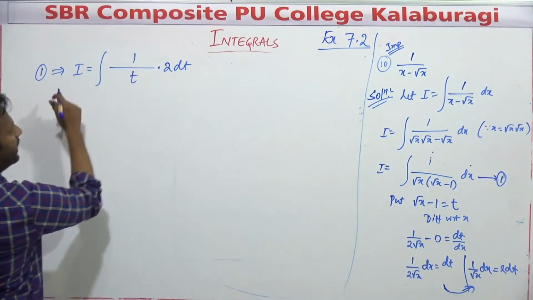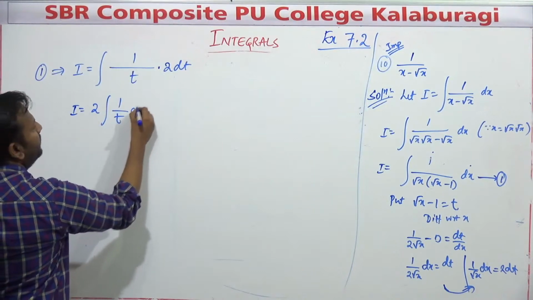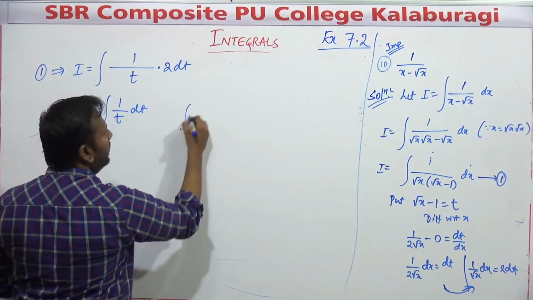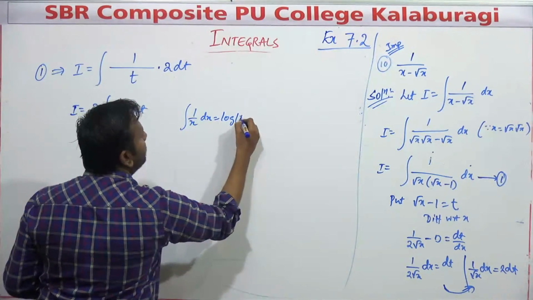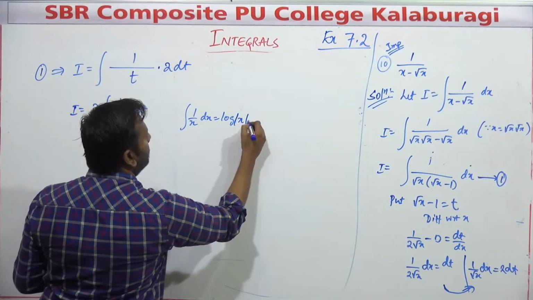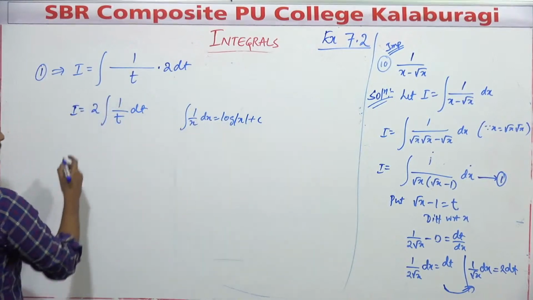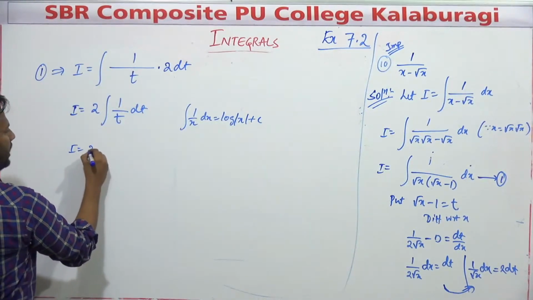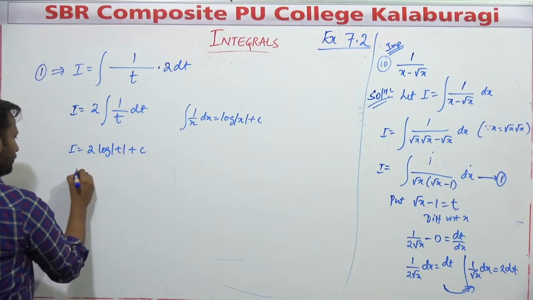So 2 is constant, take it outside the integral. It becomes 1 by t dt. You know this formula. Integration of 1 by x dx is log of mod x plus c. Yes or no? It is simplified in this way. So I is equal to 2 times log of mod t plus c.